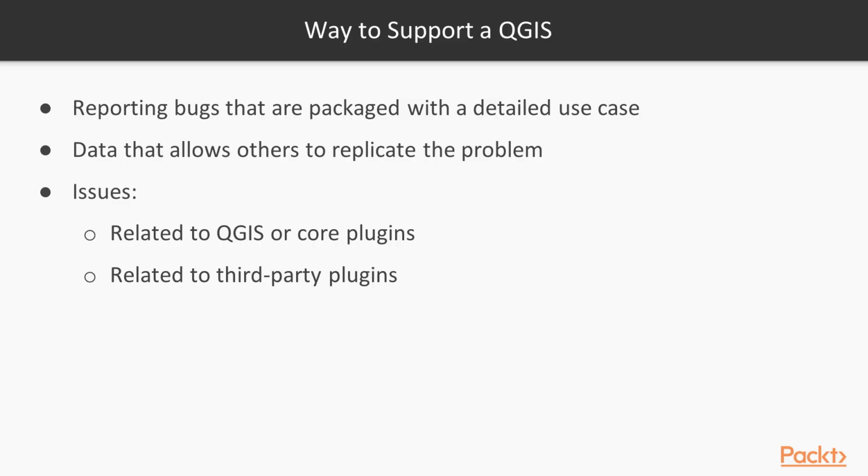An important way to support a QGIS project, other than funding it, is by reporting bugs that are packaged with a detailed use case and data that allows others to replicate the problem. This will speed up bug fixing. There are 2 kinds of issues: those that are related to QGIS or its core plugins, such as processing, and those that are related to third-party plugins that you can install with Plugin Manager.